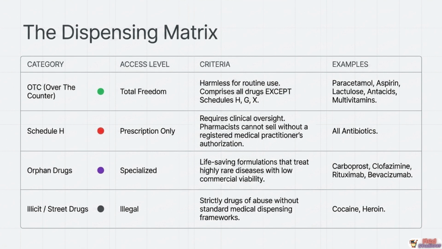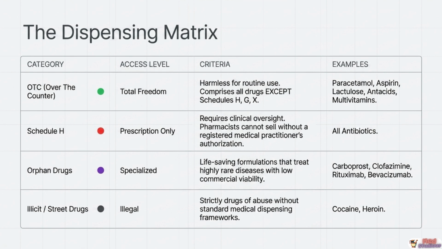Let us now map the complete dispensing classification system in one structured matrix. The first and broadest category is over-the-counter, OTC. These drugs carry total freedom of access. Any patient can walk into any pharmacy and purchase them without a prescription, without any professional consultation, and without any documentation. OTC status is granted to drugs that are considered harmless for routine self-use at standard dosages.